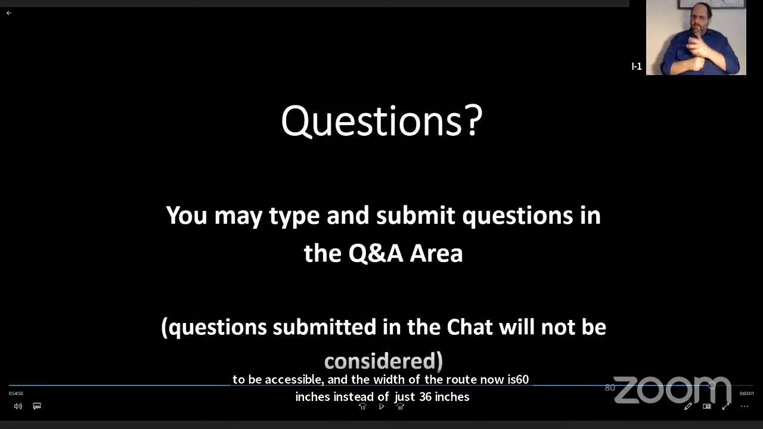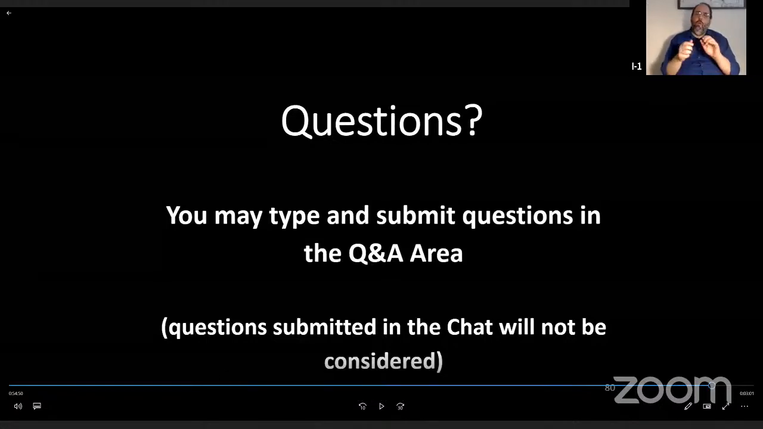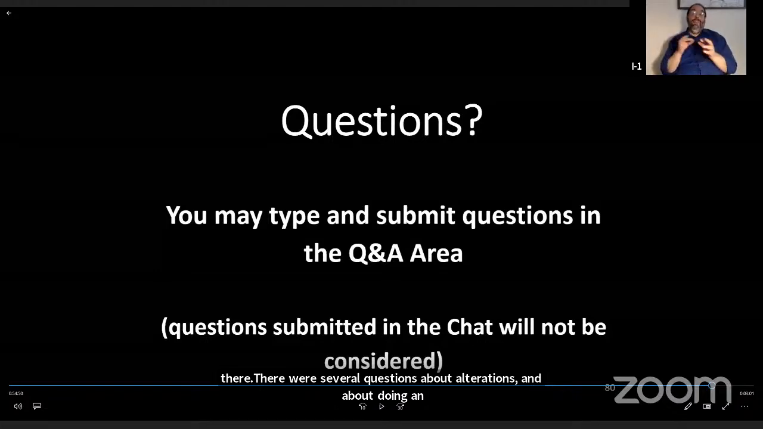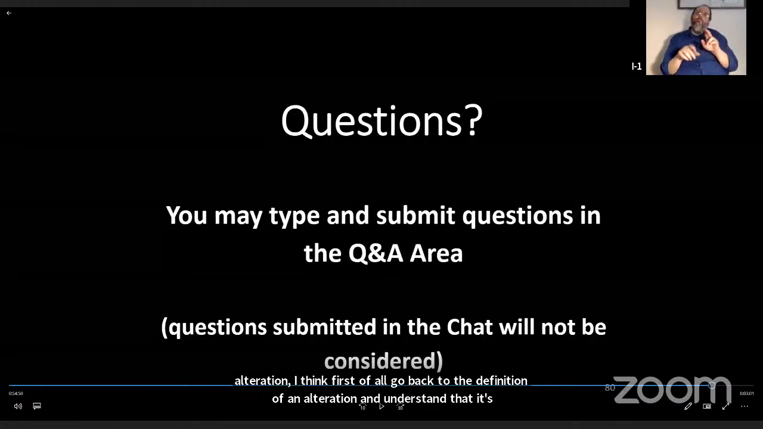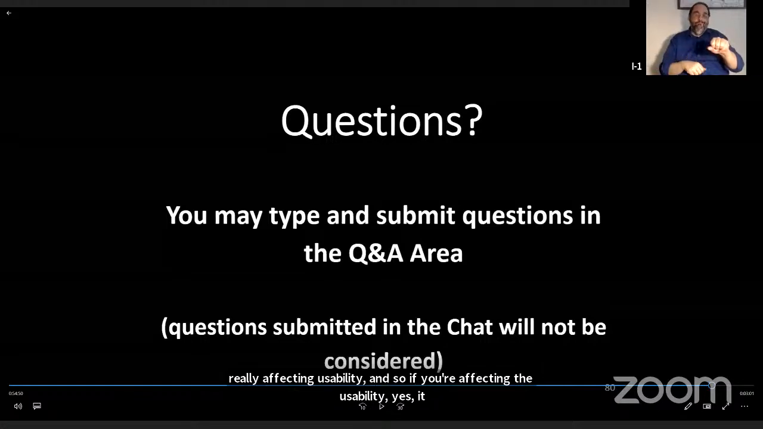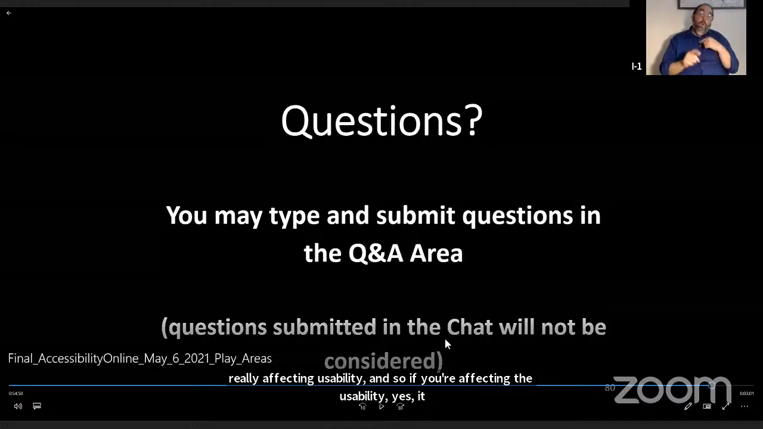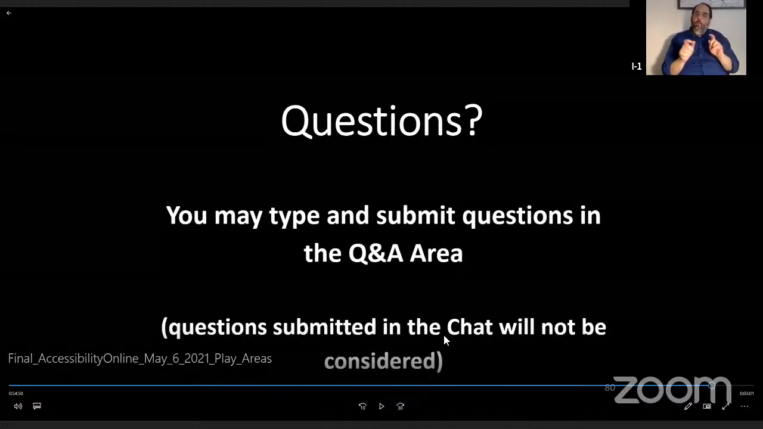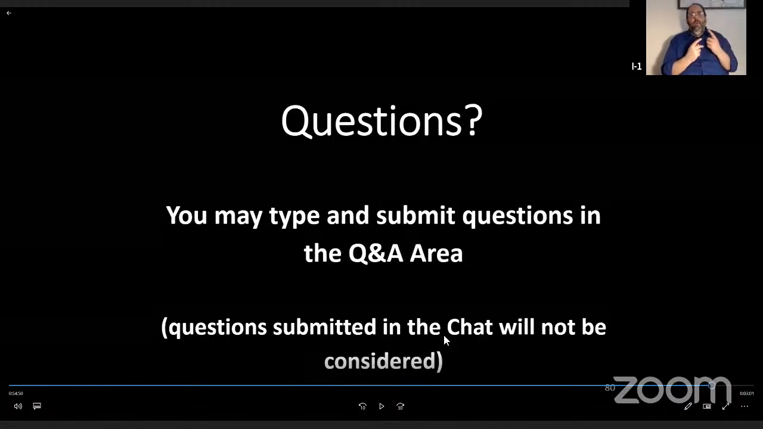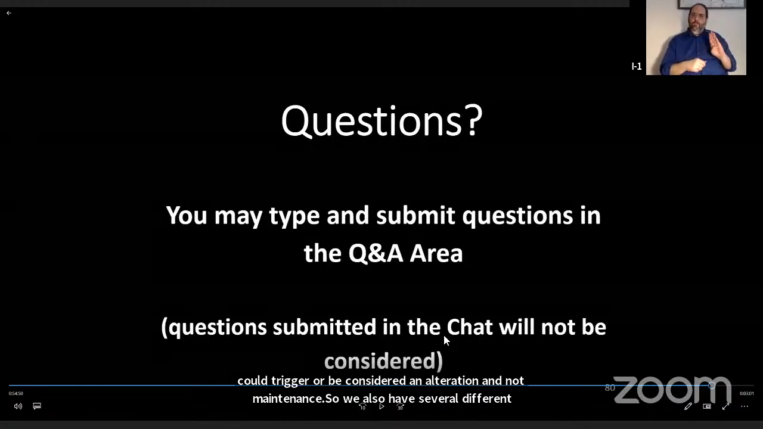There were several questions about alterations and about doing an alteration. I think, first of all, go back to the definition of an alteration and understand that it's really affecting usability. And so if you're affecting the usability, yes, it could trigger or be considered an alteration and not maintenance. And so we also have several different alteration questions in the Access Board's frequently asked questions. And in that, we talk about what you touch, you fix.